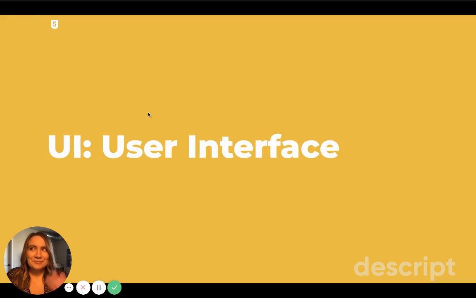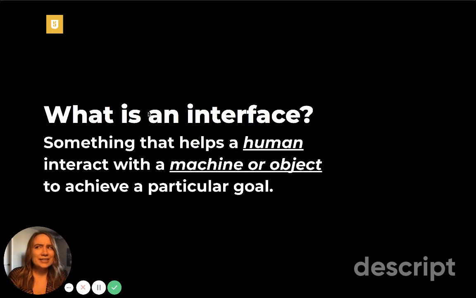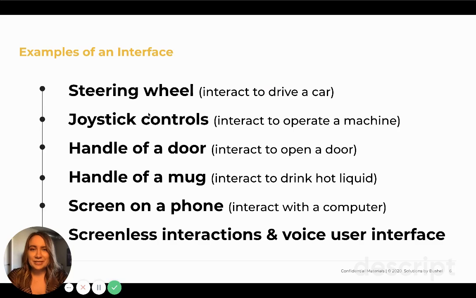UX versus UI. I want to start with UI, user interface. But more broadly, what is actually an interface? A lot of times, especially in the sphere that we're working in, it's tied to this. We think of the interface as just what's on here and the technology that we use. But an interface is something that helps a human interact with a machine or an object to achieve a particular goal. Here are some examples of non-digital and digital interfaces.